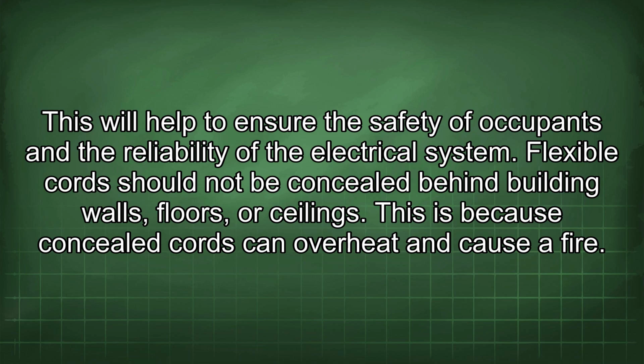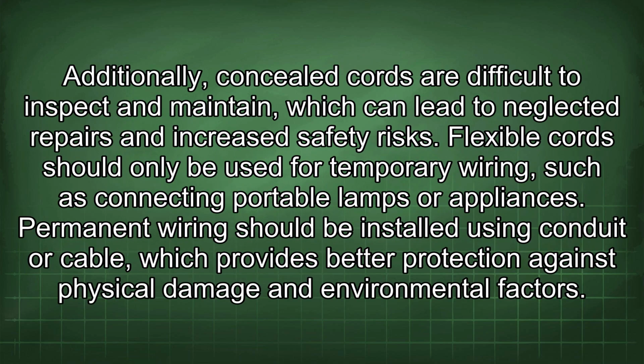Flexible cords should not be concealed behind building walls, floors, or ceilings. This is because concealed cords can overheat and cause a fire. Additionally, concealed cords are difficult to inspect and maintain, which can lead to neglected repairs and increased safety risks. Flexible cords should only be used for temporary wiring, such as connecting portable lamps or appliances. Permanent wiring should be installed using conduit or cable, which provides better protection against physical damage and environmental factors.